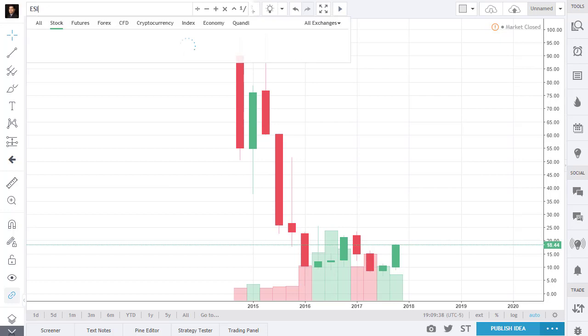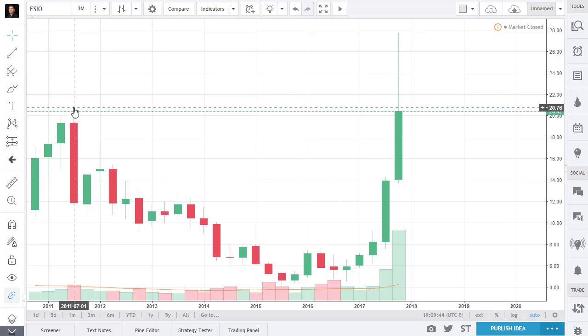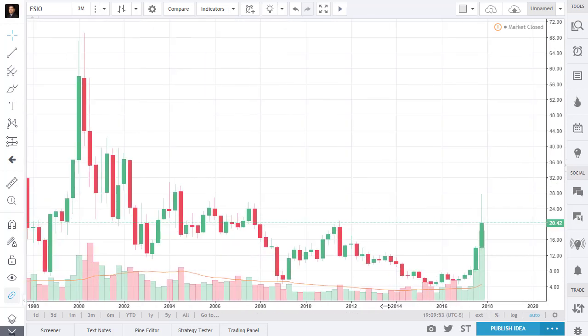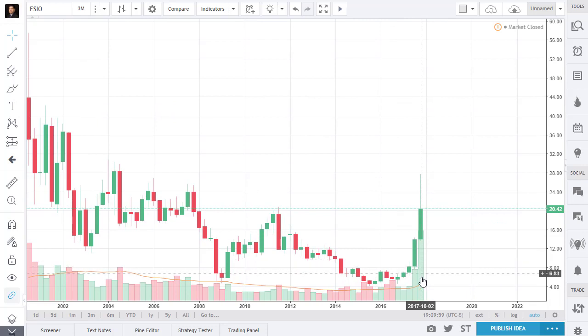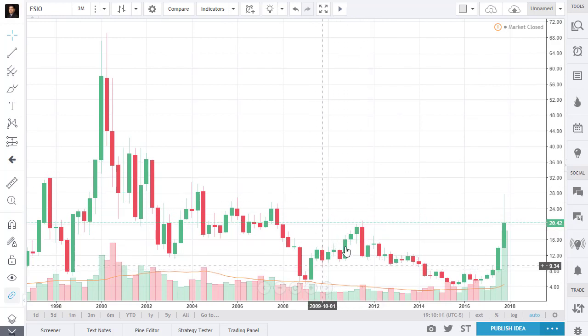Another one is ESIO. This one has tried to break out of this previous level of resistance. You can see that the market pushed above this high and pushed all the way to 27. Now we're actually retracing. This is providing a decent area to consider looking at this from the long side. You see that we've had big volume come in over the past couple of quarters as we've pushed above this high. So notice here that the market is consolidating, but now it looks like it's done, and the market is showing some strength here in ESIO.